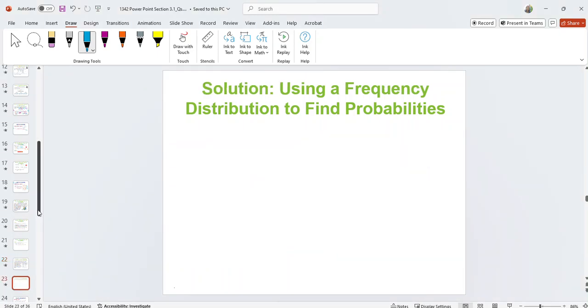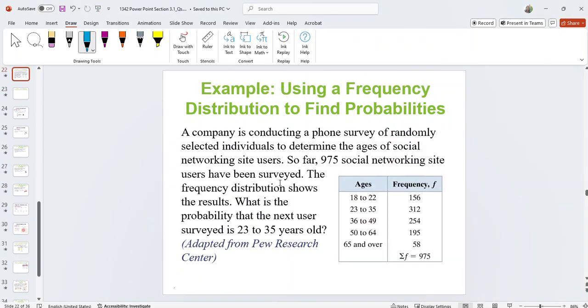Okay, so you can also look at this survey in here. This is a phone survey. 975 social networking site users have been surveyed, and the frequency distribution is showing right here. We want to see what's the probability that the next user surveyed will be 23 to 35 years old. If you look at 23 to 35 years old, it is 312. And if you look at the total here, this frequency adds up to 975, but it also tells you the total in here.